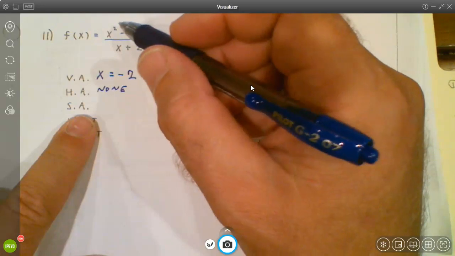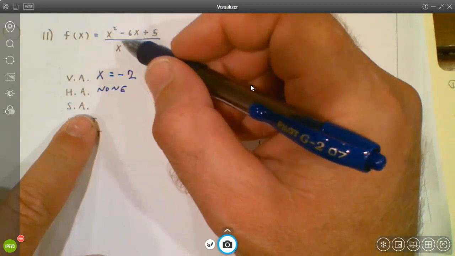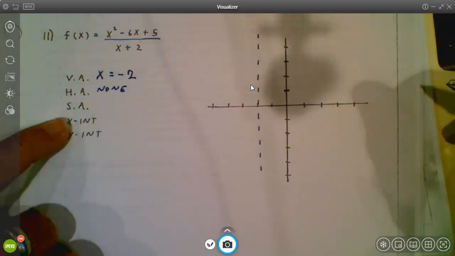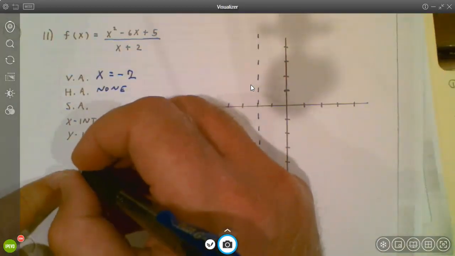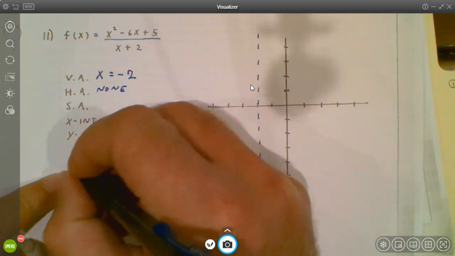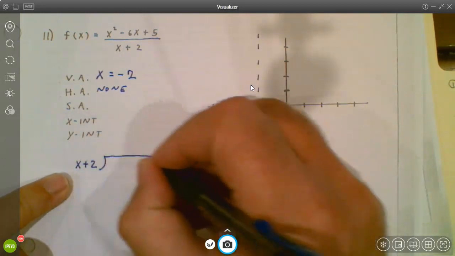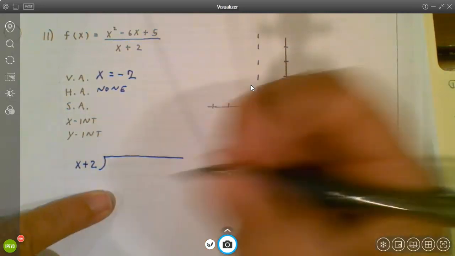Slant asymptote, because this exponent is 1 bigger than this, we're going to do long division to find the equation of our slant asymptote. So we're going to do x plus 2 into x squared minus 6x plus 5.